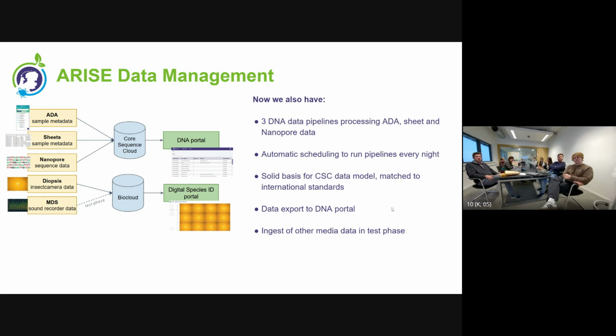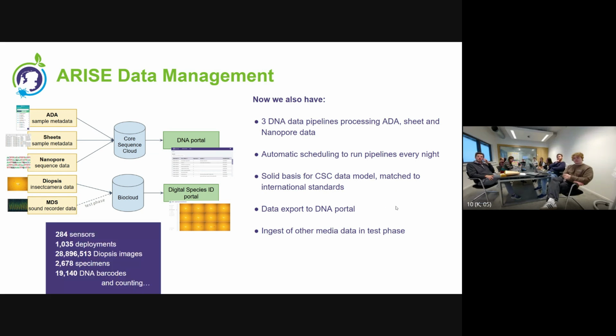And they're waiting for it because, as Jacob showed, they now have algorithms available to analyze all these different media files. So we're keen to get more and more sensor data into BioCloud and push that to the digital species ID. Some numbers then, because we like numbers.